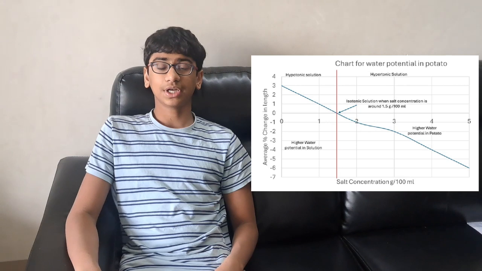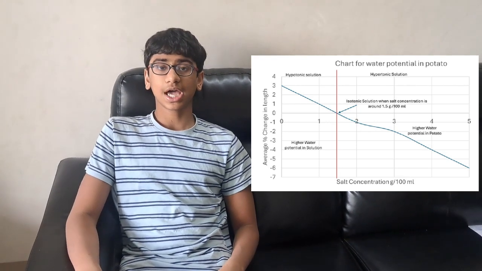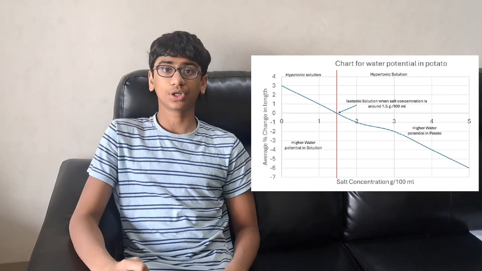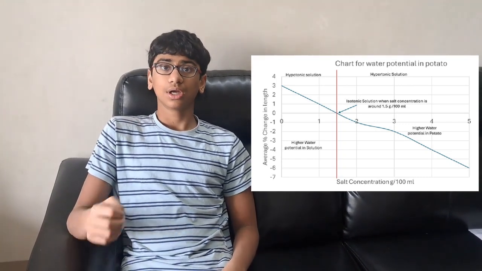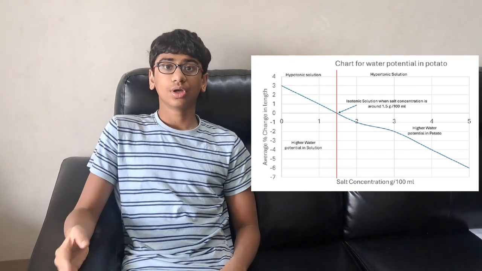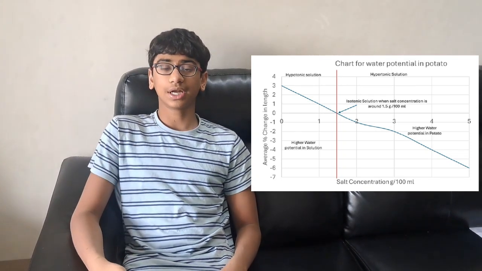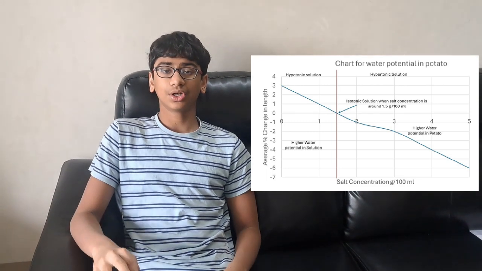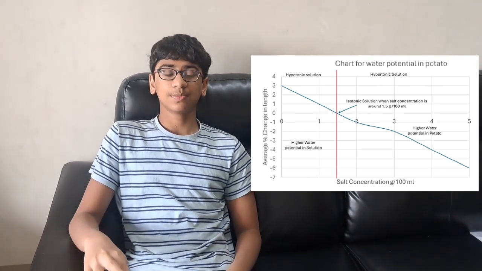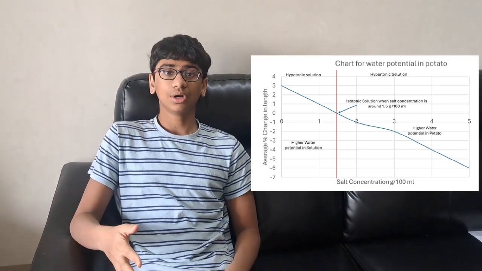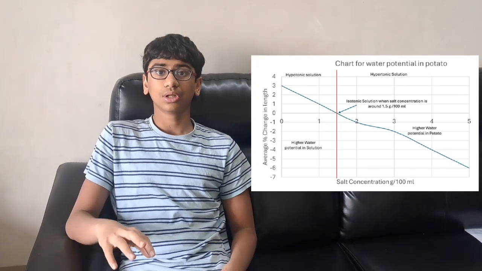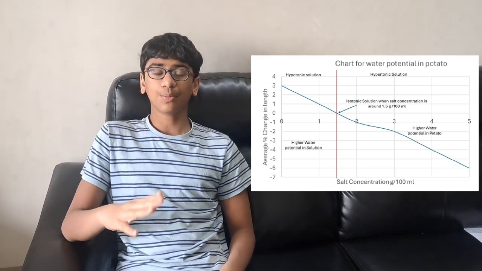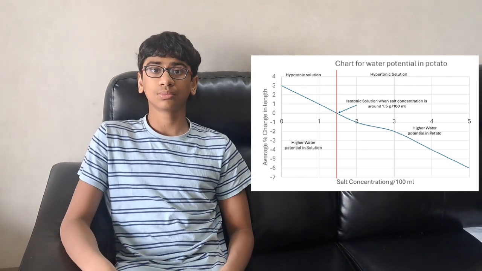So to the left of the red line is where the potato is hypotonic, meaning water is flowing into the potato. And on the other side, it's the opposite, hypertonic, where water is flowing out of the potato. Now at the exact point of the red line, that is where the potato is isotonic, which means it's at equilibrium with the surrounding water, and thus no water is flowing in or out. This is at approximately 1.5 grams per 100 ml of water.